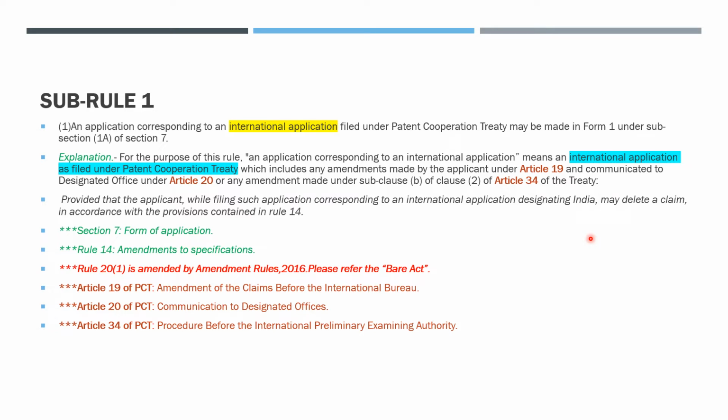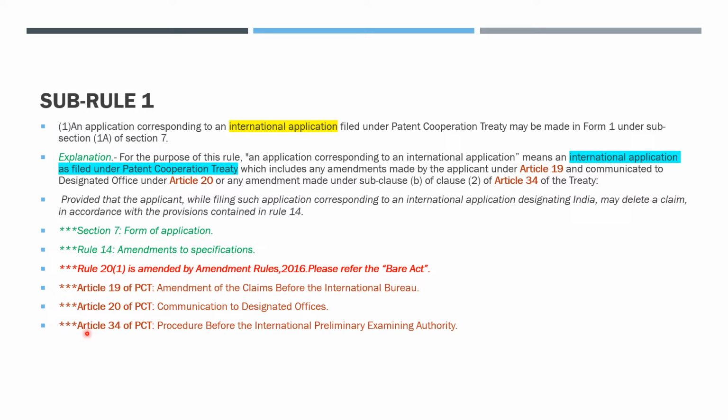And what is the condition? The condition is that, provided that the applicant, while filing such application corresponding to an international application designating India, this one is an important thing, designating India, may delete a claim. That means a claim may be deleted as per or in accordance with the provisions contained in Rule 14. Why Rule 14? Because Rule 14 deals with amendments to specifications.